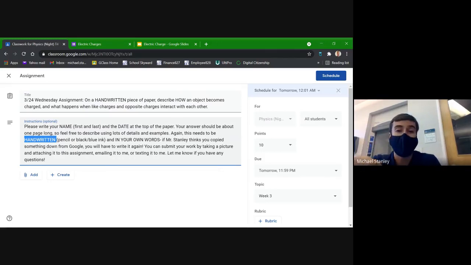When you're done with your assignment and you want to turn it in, you can take a picture of it on your phone, and then you can either email that picture to me, you can text it to me, or you can upload it right here on the Google Classroom as part of the assignment.